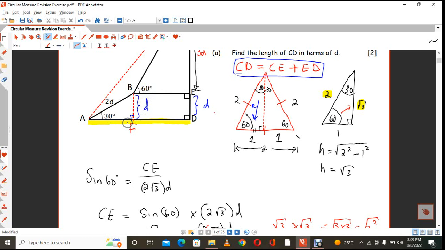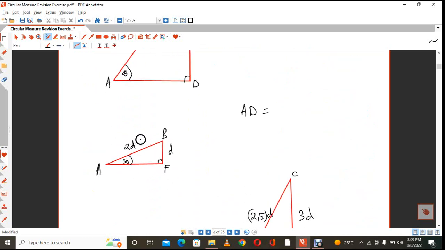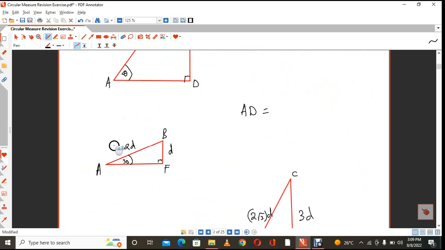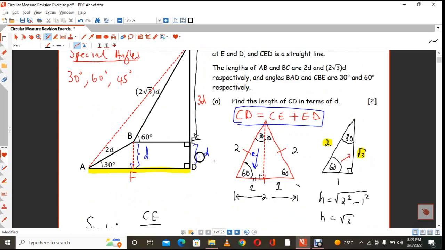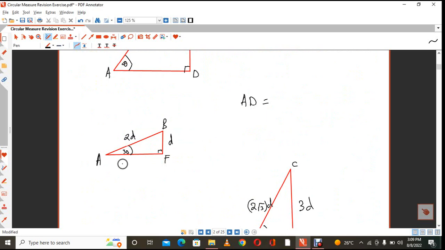So first I'm going to find AF. I have that triangle here with all the necessary measurements. That is the 2D for the hypotenuse, the 30 degrees here at angle A, and also the BF, which is D, as we have calculated before. So we can actually calculate the third side here. You can also use Pythagoras' theorem, but I'm not going to use Pythagoras' theorem. I'm going to use the 30 degrees here.